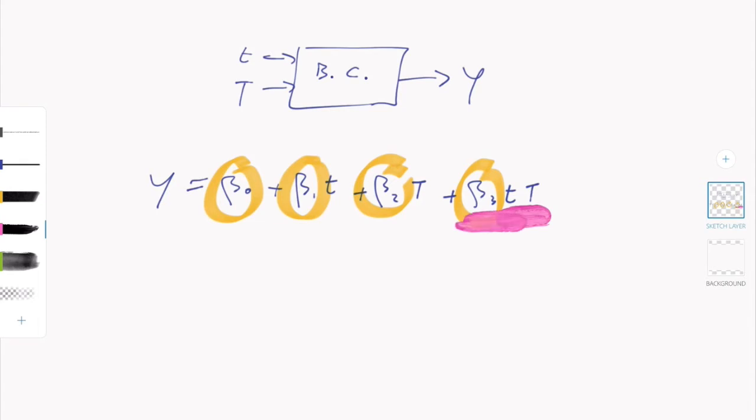This is the interaction term that appears in the model, and we are going to discover that the relative value of beta 3 compared to beta 1 and beta 2 is what really determines the behavior of the system. And this very simple mathematical model, which is actually a polynomial, is able to describe the behavior of the system and the effect of the interaction term.